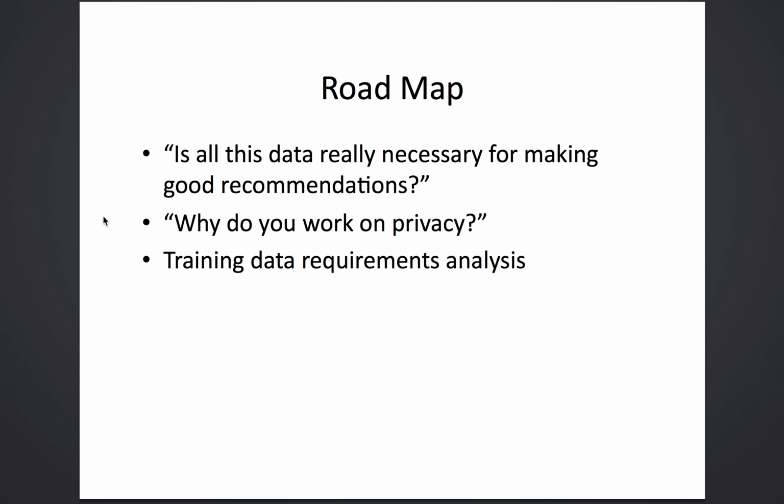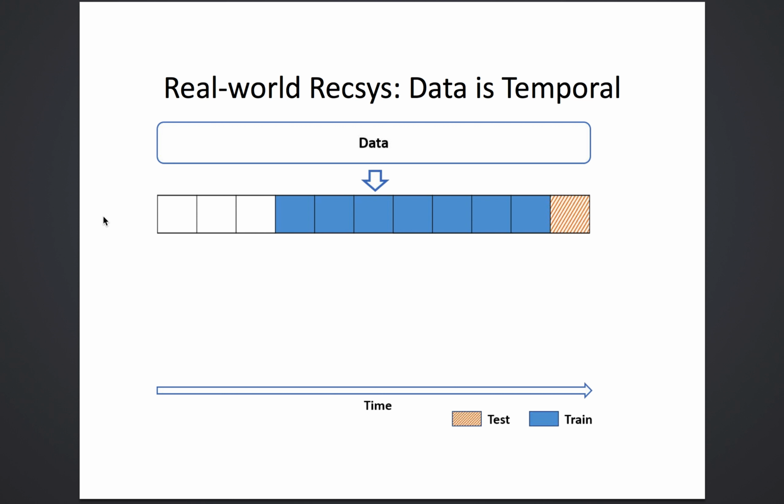Then we move to the question of, well, why is privacy important? At the RecSys banquet, I was asked, why do you work on privacy? So I realized that this is not obvious, so I'm going to state it here. And finally, we talk about training data requirements analysis, which is actually the point of this paper, to encourage people to do this in their recommender system work. Okay, so let's get started.